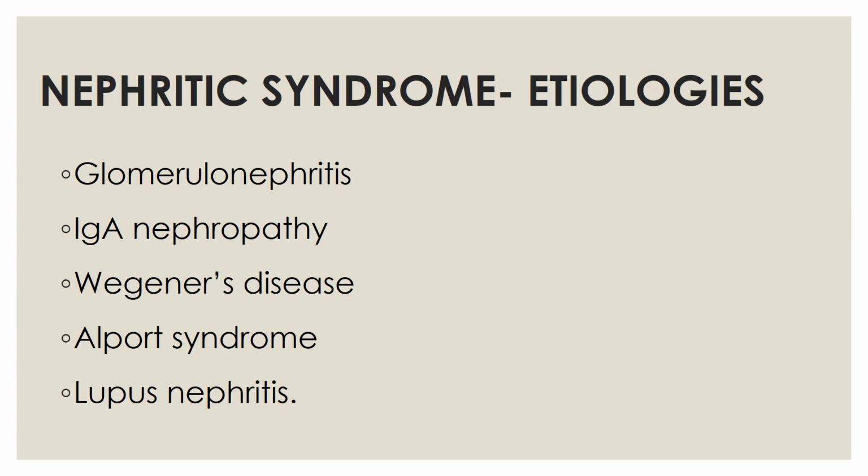What are the etiologies of nephritic syndrome? Glomerulonephritis, IgA nephropathy, Wagner's disease, Alport syndrome, lupus nephritis. These are some probable etiologies of nephritic syndrome.